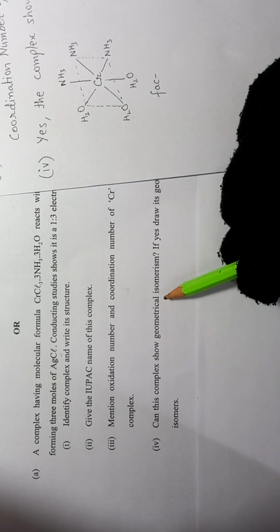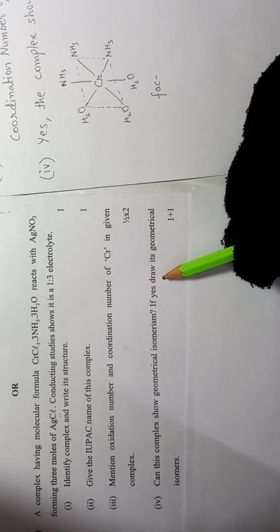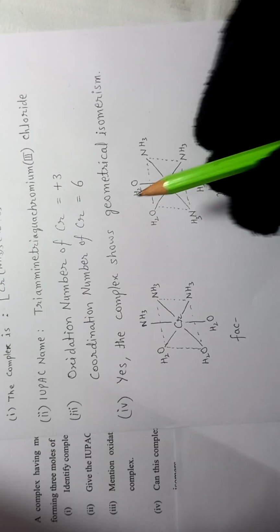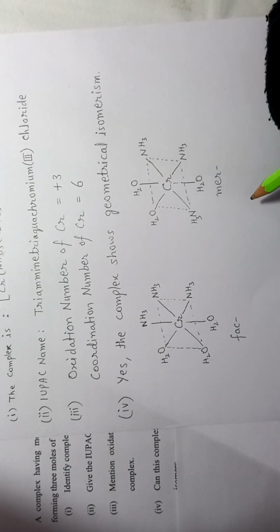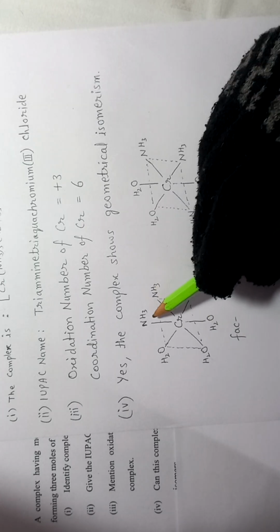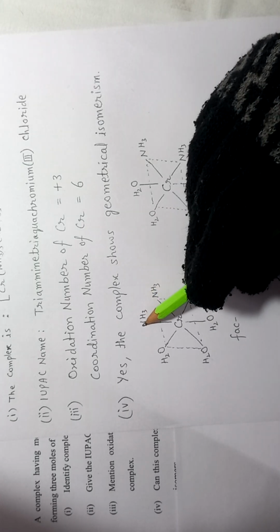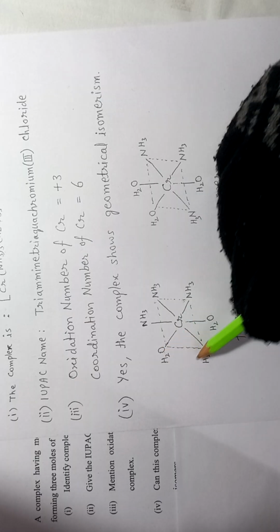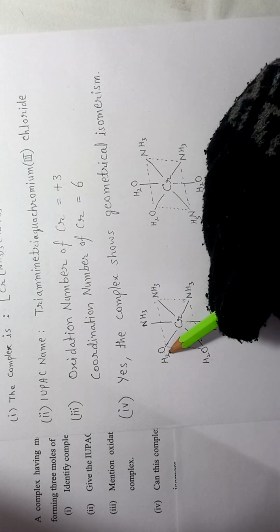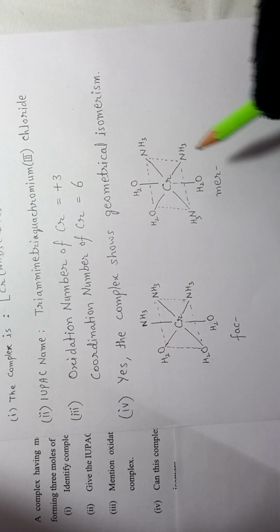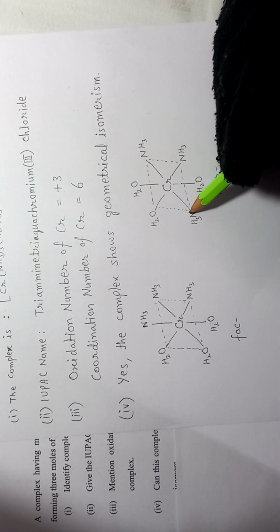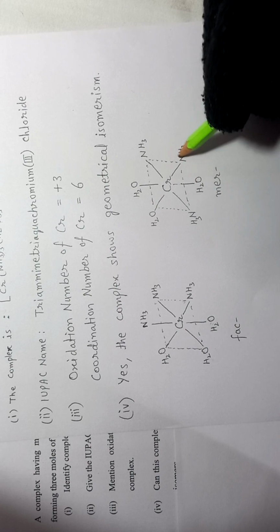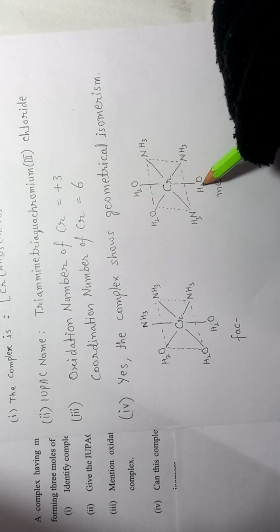Next, can this complex show geometrical isomerism? If yes, draw the geometrical isomers. Yes, the complex shows geometrical isomerism: fac and mer. Now, these 3 ammonia ligands form one face, and these 3 form another face. So this is the fac isomer, and this is the mer isomer. This is on one meridian, these 3 NH3s, 1, 2, and 3, and the others on another meridian.